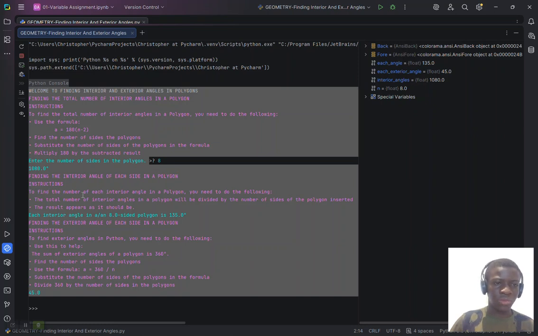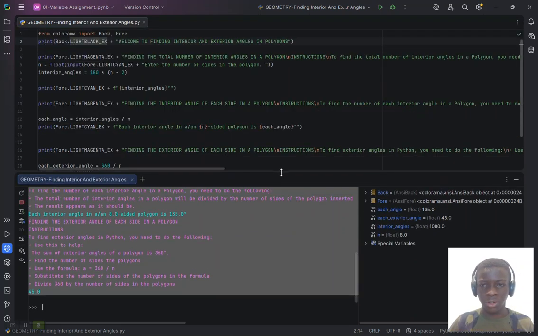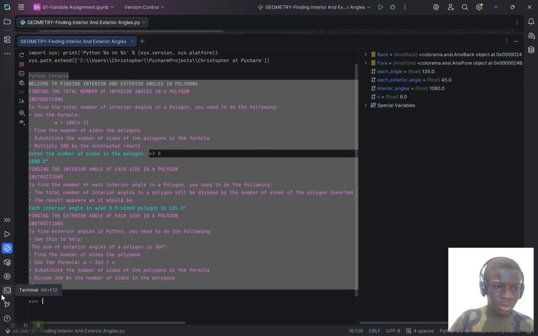Instruction. To find the number of each interior angle in a polygon, you need to do the following. The total number of interior angles in a polygon will be divided by the number of sides of the polygon inserted. The result appears as it should be. Finding the exterior angle of each side of the polygon. Instructions. To find the exterior angles in Python, yeah, this is my mistake. To find the exterior angles in a polygon. I made a mistake over here, sorry, which means you have to write it again afterwards. Here that is. Finding the exterior angle of each side of the polygon.